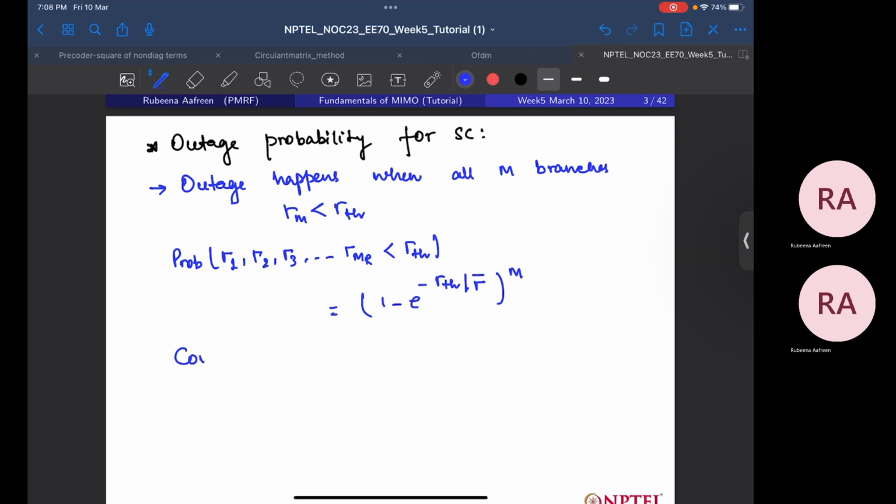Now if we talk about coverage probability, coverage will happen if any of the links is working, right? So the coverage probability will be 1 minus the outage probability, that is 1 minus 1 minus e to the power minus gamma threshold by gamma bar, whole to the power of M. Okay.